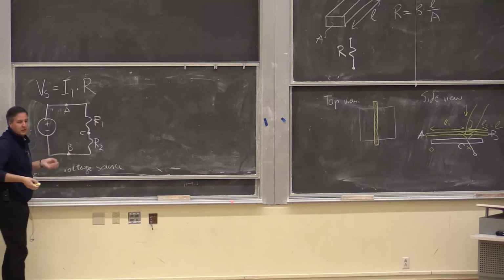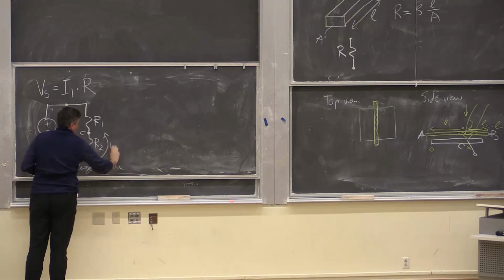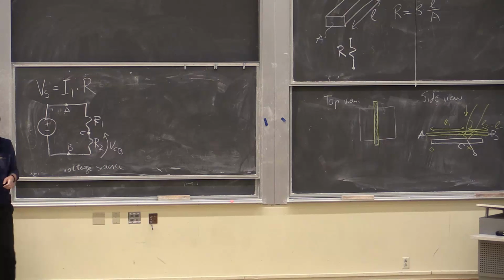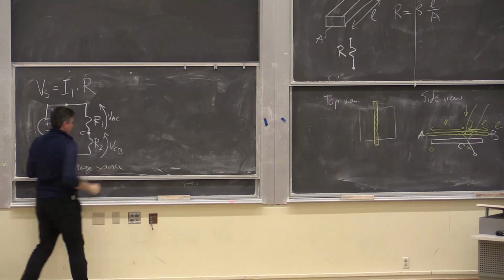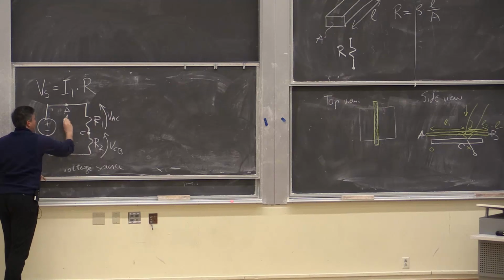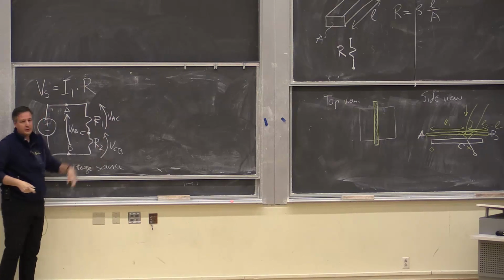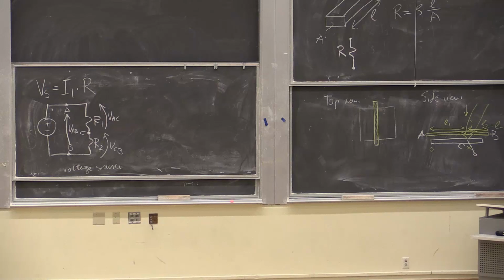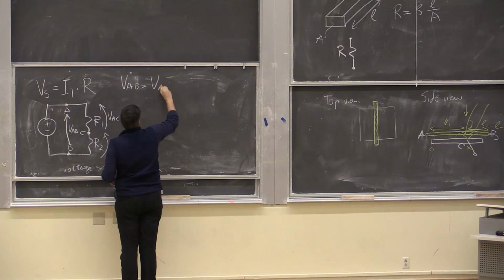So let's see how we can analyze what's happening here. I would like to measure this voltage, which is VCB. I also have this voltage, which is VAC. And I have this voltage over here, which is VAB. What's the relationship of these three voltages? Think about it in terms of heights, exactly how I drew it. So VAB equals VAC plus VCB.